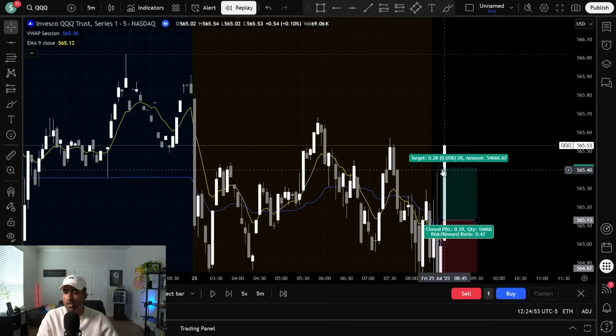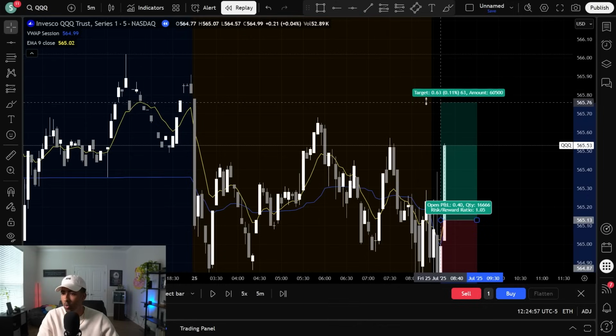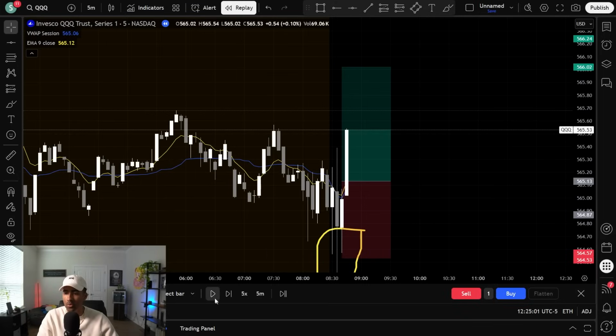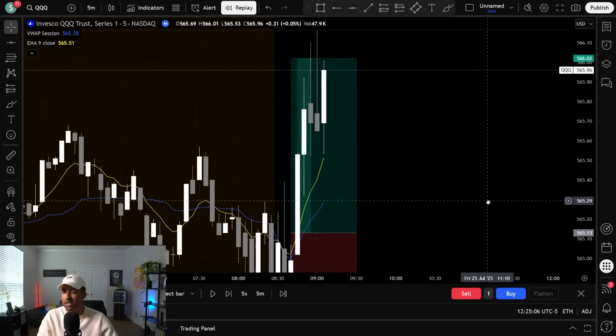Now for target, you can target this high up here at pre-market high, or you can target all the way up at post-market high right there. Now this target will most likely hit here. I don't really know if it hits or not. There we go. So this target ends up hitting absolutely perfectly.